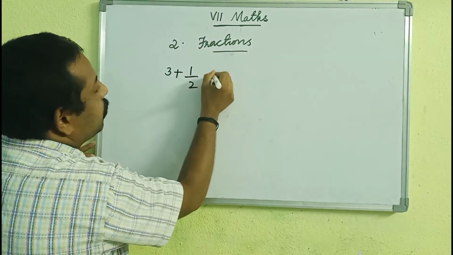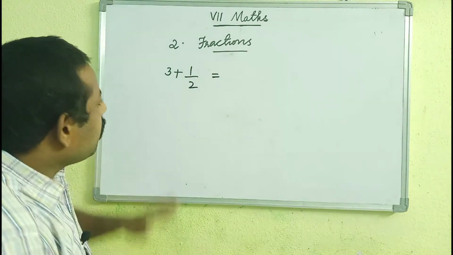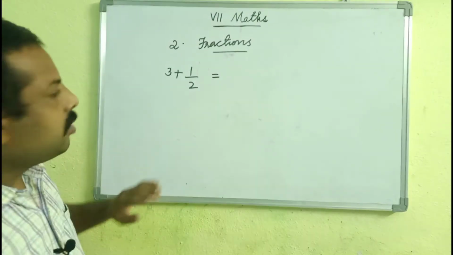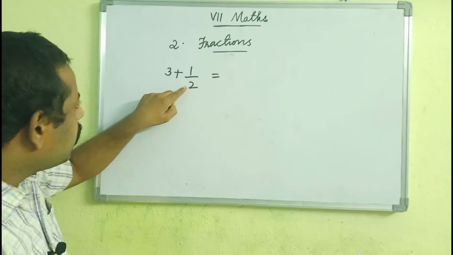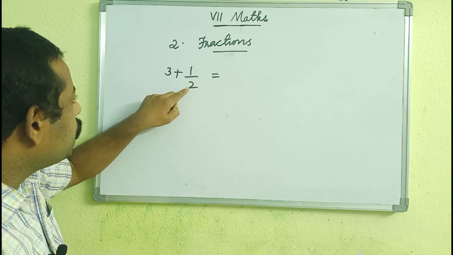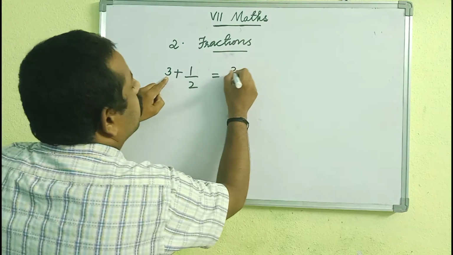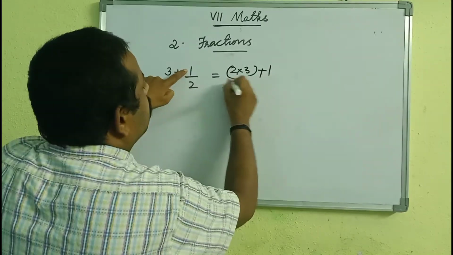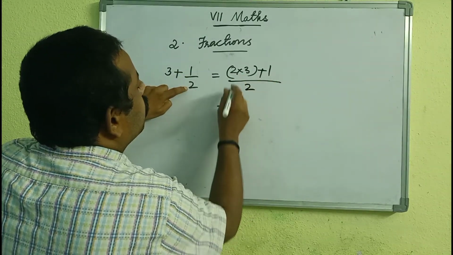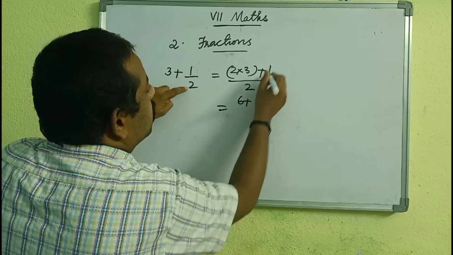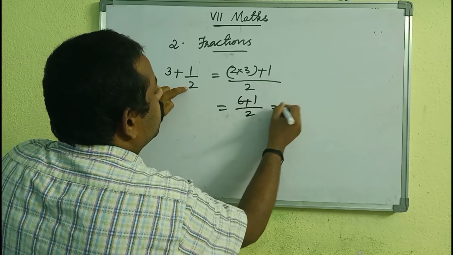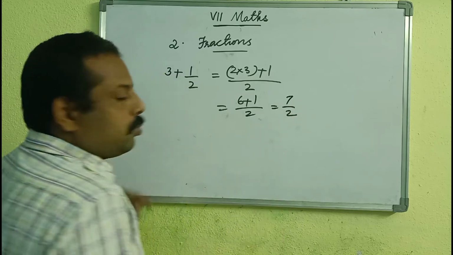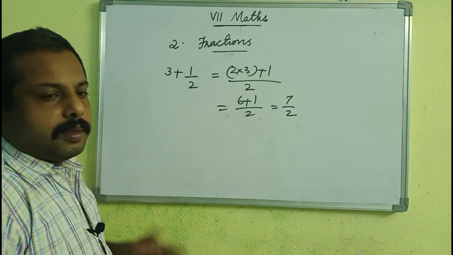See, 3 1 by 2. It can be easily solved. For that, multiply the denominator by the whole number part: 2 multiplied by 3, plus 1, whole divided by 2. 2 3s are 6. 6 plus 1 by 2. 7 by 2. Easily we have written.